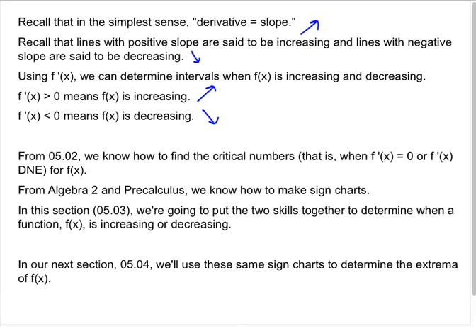And that's a drastically oversimplified view of the situation, but when you're trying to understand the logic behind this, that's a really good way to think of it. Recall that lines with a positive slope are said to be increasing, so lines that look like this, right? And lines with a negative slope are said to be decreasing.